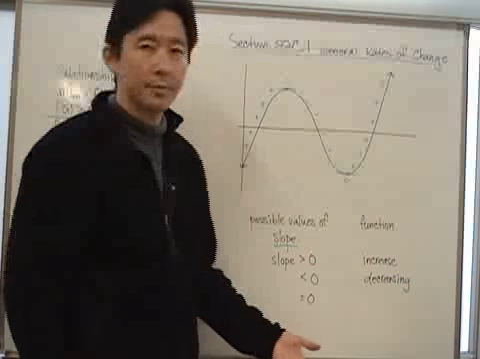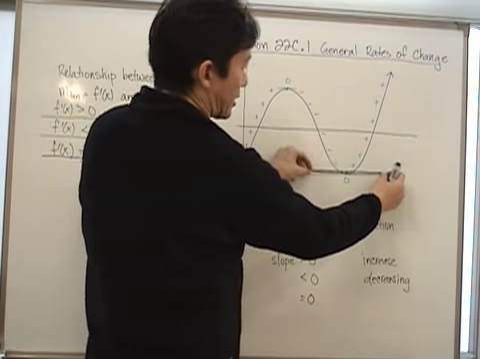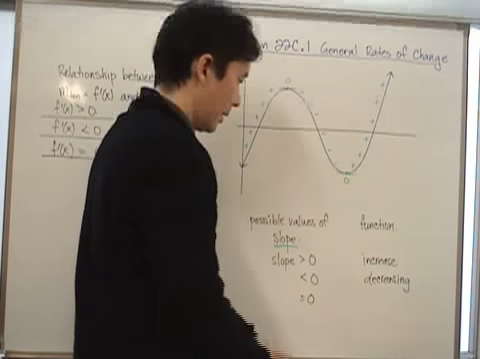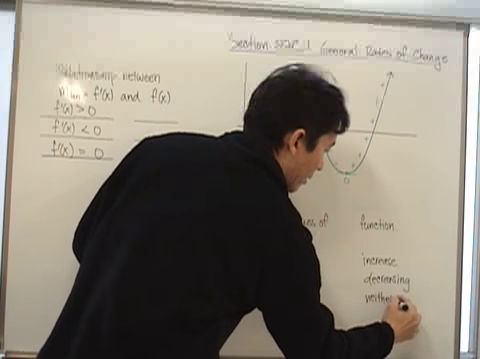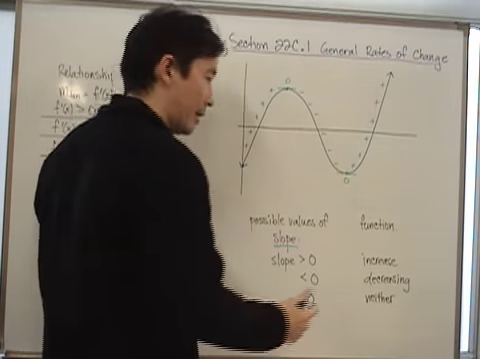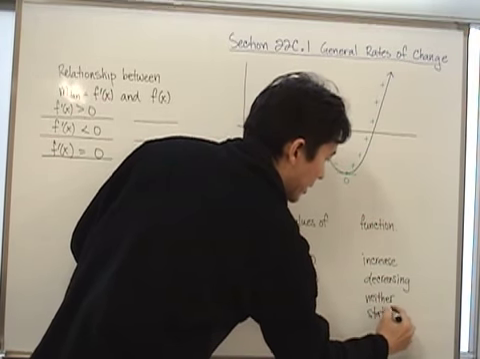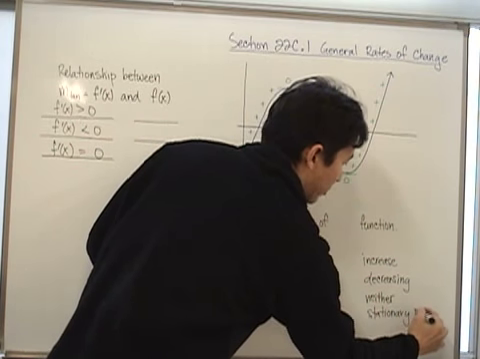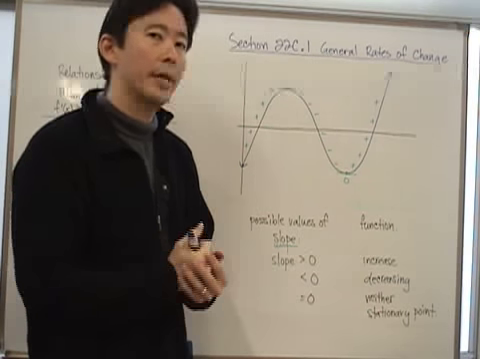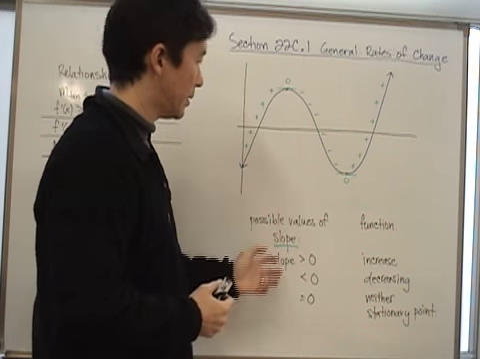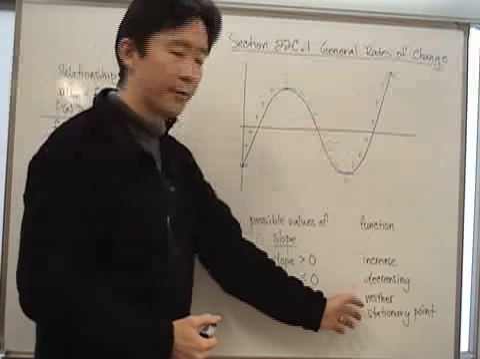Now, what happens when it's equal to 0? Well, when it's equal to 0, here you go. Those are where our tangent line is going to be horizontal, that way. Well, it's neither increasing nor decreasing, right? And usually what we do is we say that at that point, it is stationary, or a stationary point. And so there you go. That's how we want to analyze the relationship between the slope of the tangent lines and how the function is actually changing.